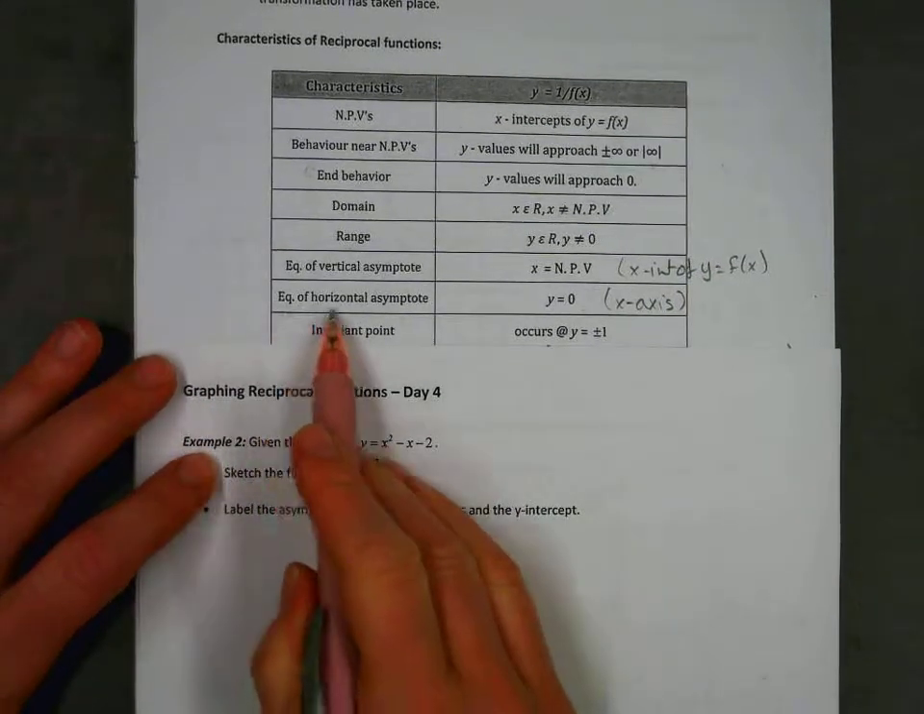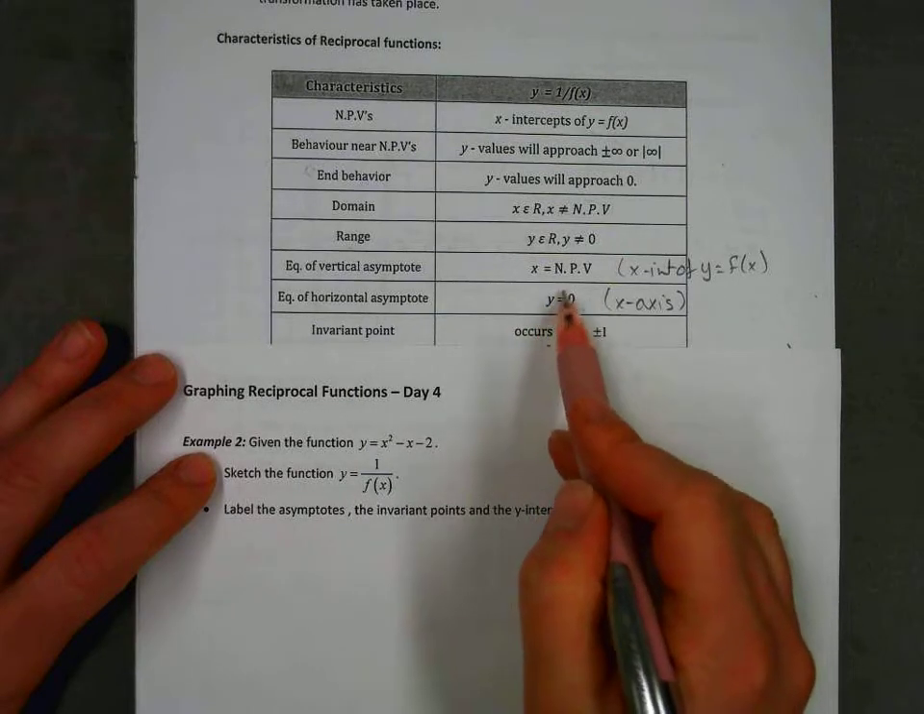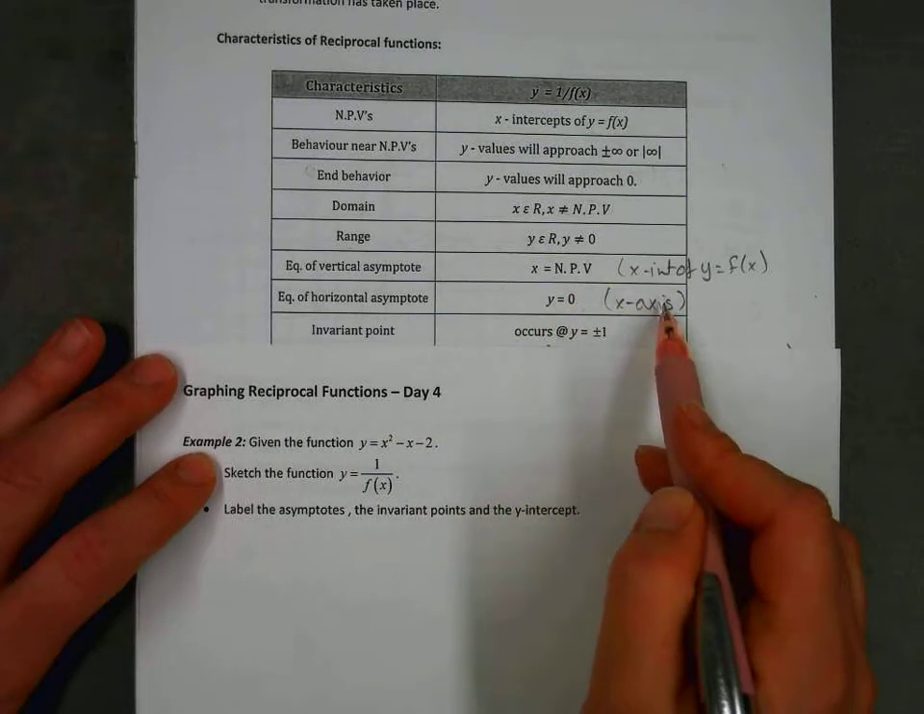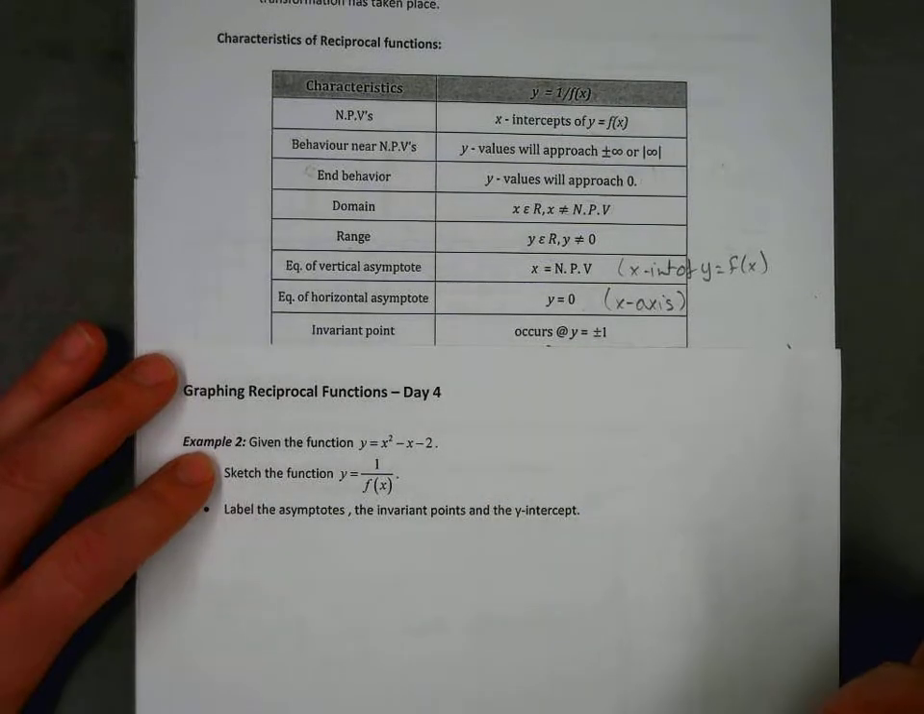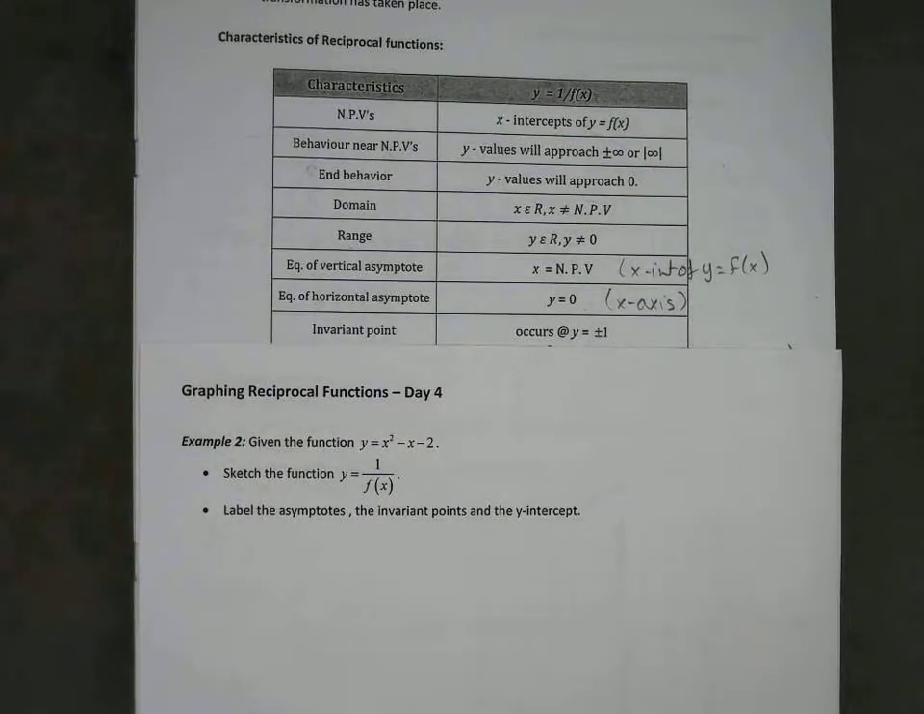Okay, the equation of the horizontal asymptote will always be y equals 0, which occurs at your x-axis, and your invariant points will always occur when y is plus or minus 1. Okay, so how do we use this information to sketch a graph?